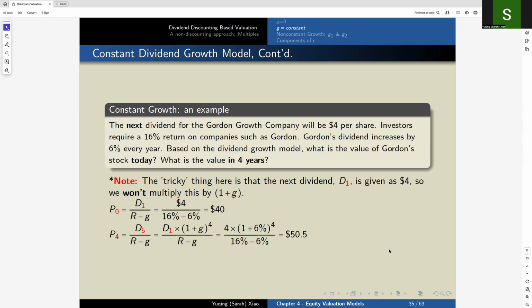of 4, which gives the year-4 dividend. Then we can divide by the same return minus growth gap. That gives a price of about $50.5 in 4 years. This example shows how the Gordon growth model not only values a stock today, but also projects its price into the future.